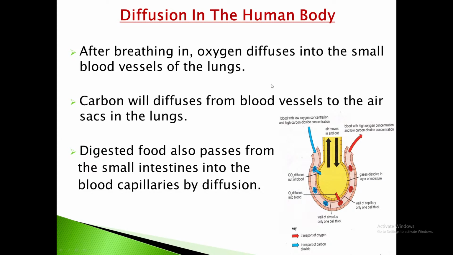As to exactly where in the respiratory system, it normally takes place in a part of your lungs that is known as the alveolus. If you're talking about one, you would say alveolus. If you're talking about more than one, then you use the term alveoli. So the alveoli is the exact site for the process of gaseous exchange in the human body. So the first point is saying, after breathing in, oxygen diffuses into the small blood vessels of the lungs.